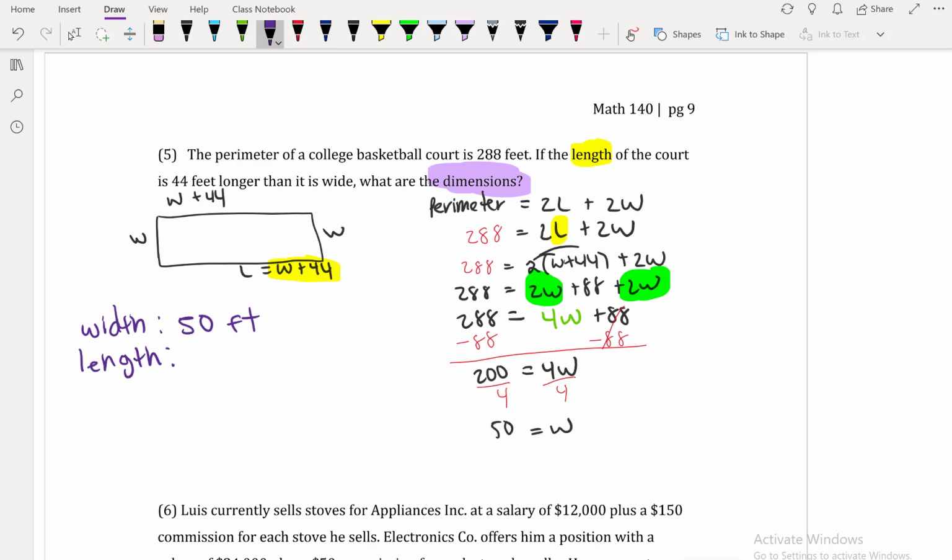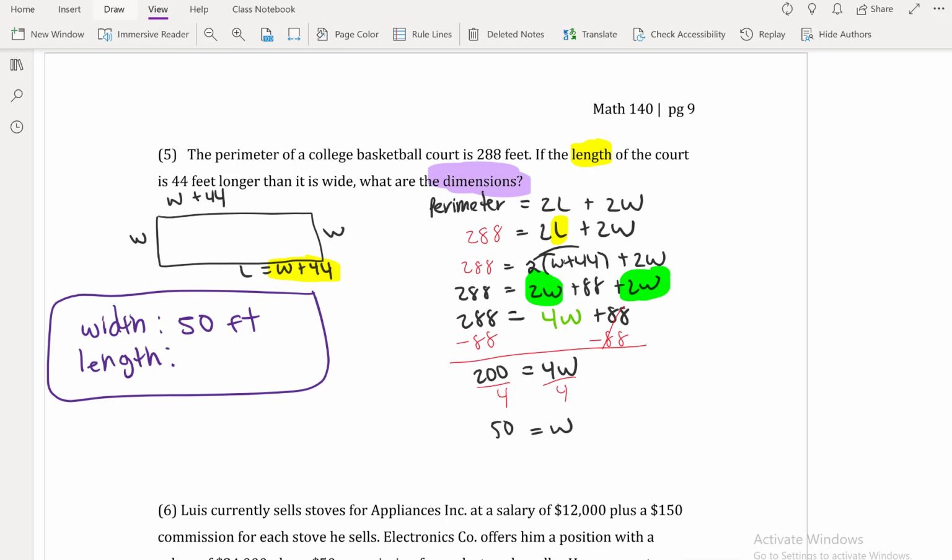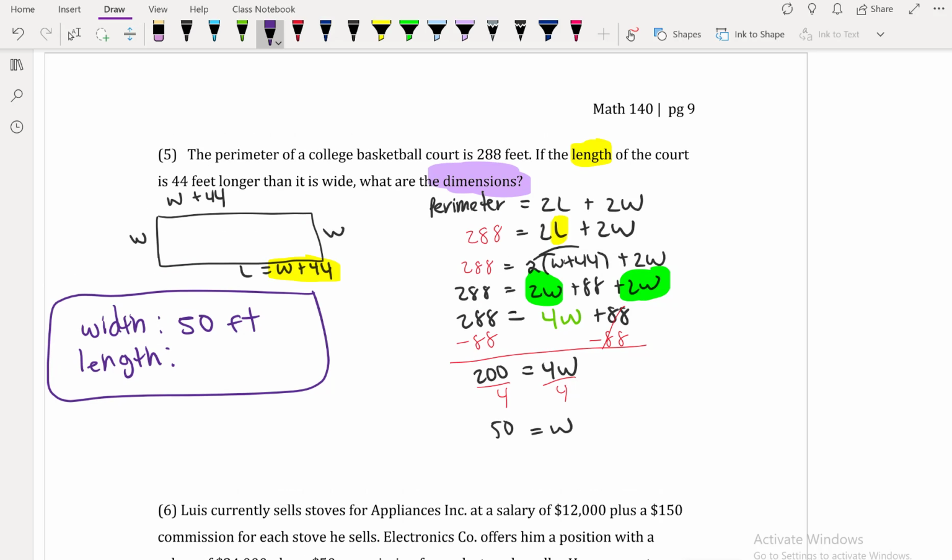The length, well, now that I have the width, I know exactly what that's going to be. Remember that my length was equal to W plus 44. So if I found this value to be 50 for my width, I add that to 44. So 50 plus 44 is going to give me 94. So that tells me that my length is going to be 94 feet.